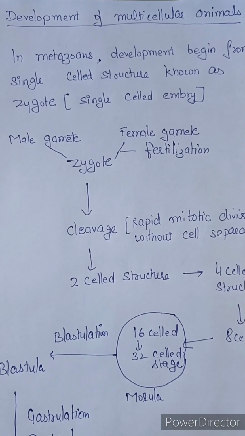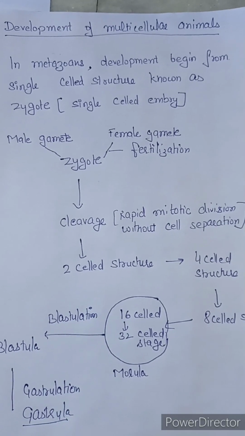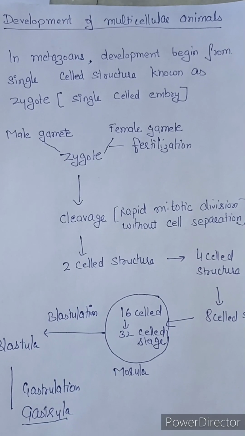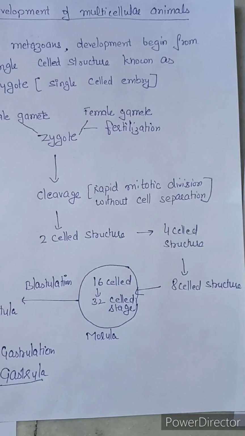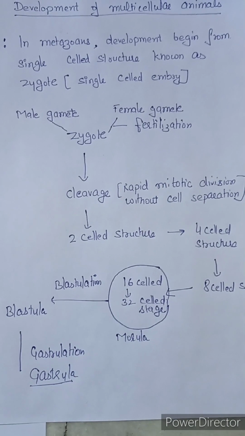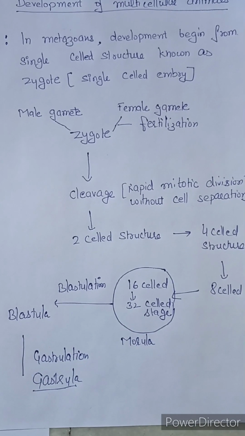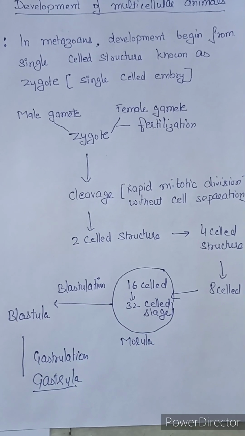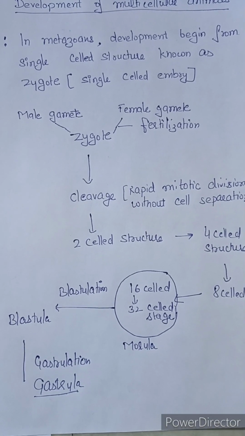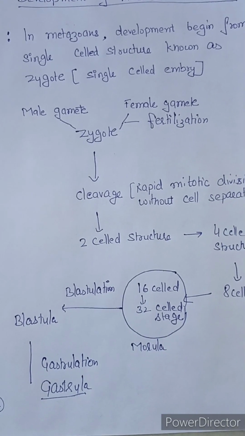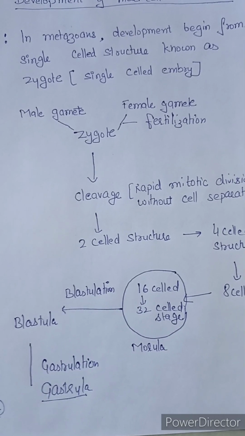The zygote is a diploid cell and it undergoes a rapid set of mitotic divisions, an event known as cleavage, which results in formation of a two cell structure followed by four cell, 8 cell, and 16 to 32 cell structure. The embryonic stage between 16 and 32 cells is known as morula. Thereafter, the process of blastulation results in formation of blastula. After blastula formation, the next process is gastrulation, which results in formation of the gastrula.